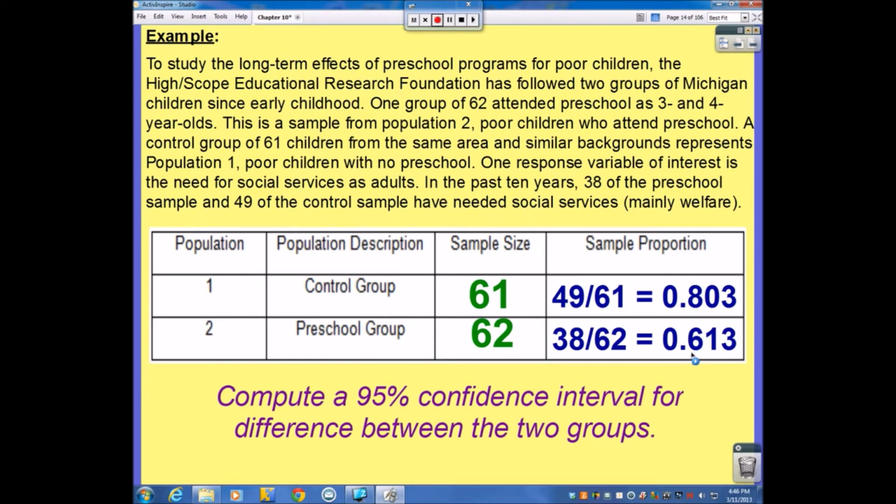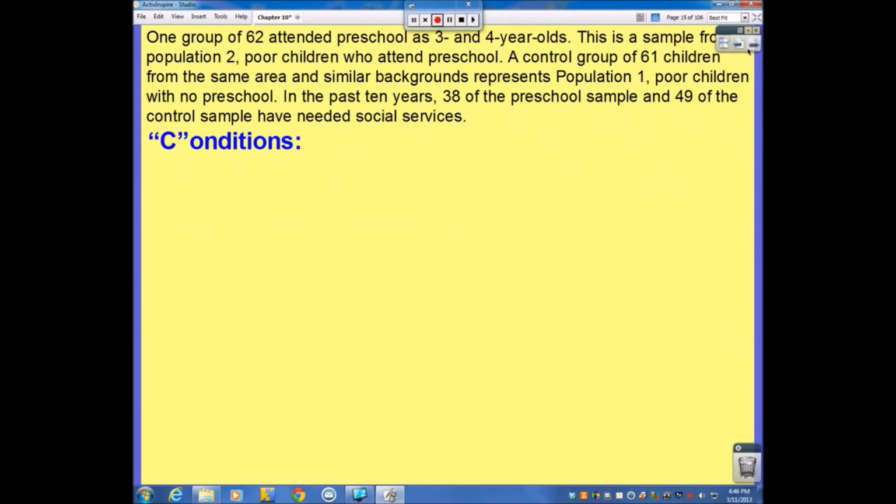between our two groups. Is this 19% difference a large difference that we would say, yes, maybe the preschool program does in fact help people later in life in terms of government assistance? So let's compute a 95% confidence interval for the difference between these two groups. So number one, we're going to have to check some conditions.